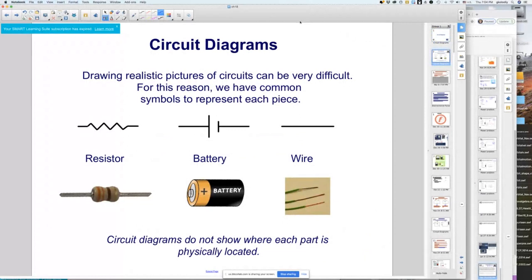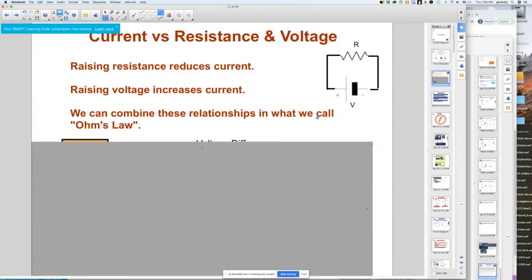So if you build circuits, we already know what some of these look like. A resistor physically looks like this, but if you put it into a circuit diagram, it looks like this. This indicates that it's a resistor. A battery indicates this. This is the positive terminal, the longer one, and this is the shorter one. And a wire is just a wire. The simplest type of circuit, which I showed you already in the simulation before, would look something like this.